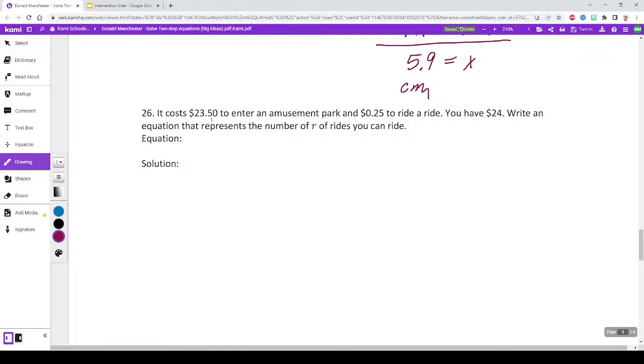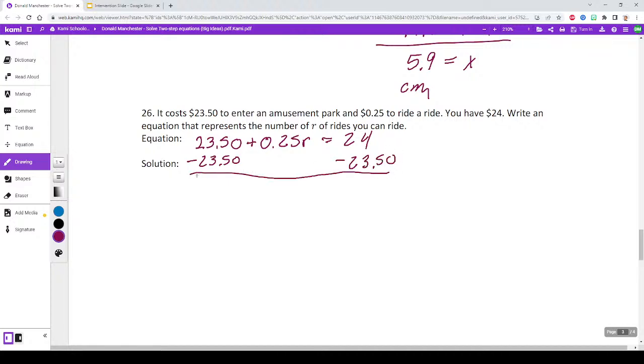It costs $23.50 to enter an amusement park, and 25 cents per ride. You have $24. Okay, so you're going 23.50. That's how much it costs to enter. It's 25 cents per ride. That's R. You have $24. And so we're going to subtract $23.50 from both sides.